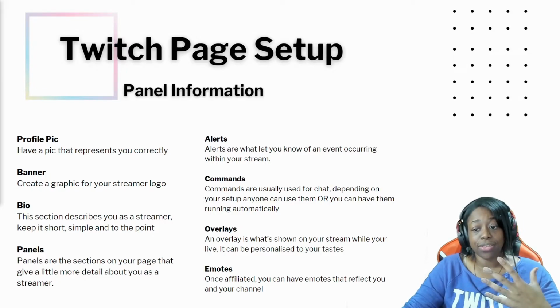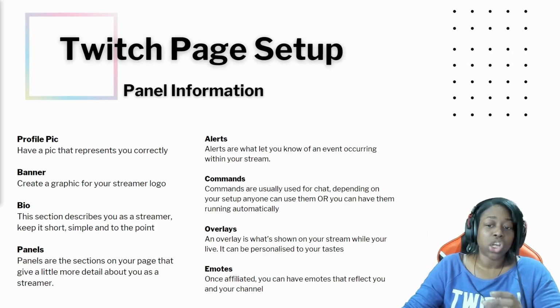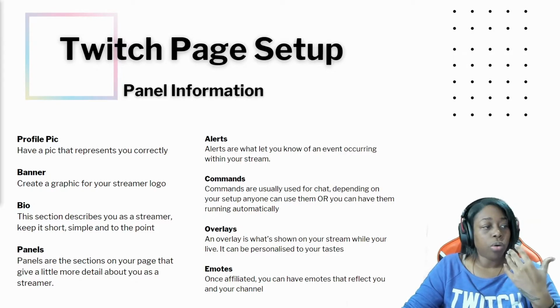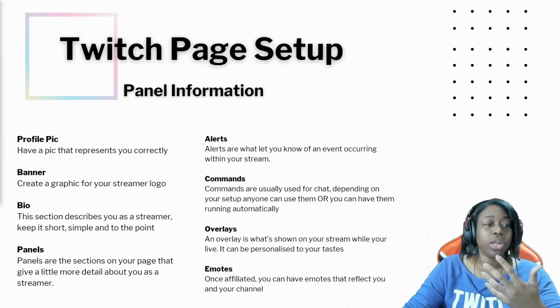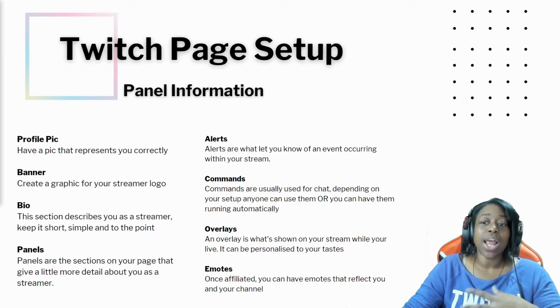Next is your panels, which again is what you can see if you scroll down. My panels are sections on the page that give a little bit more detail to who I am as a streamer. We have things like rules, schedules, what being a sub means, if people wanted to donate, what stream teams I'm on, where to find me when I'm not live. You know, there's so many things that you can actually create on your panels. Again, make sure it's short, sweet, but informative.